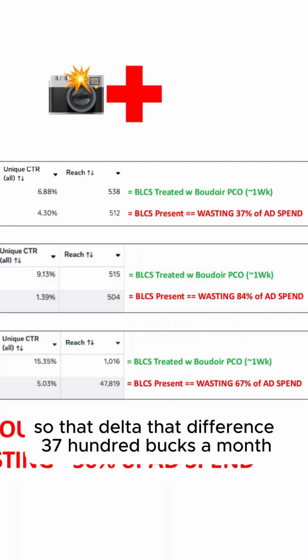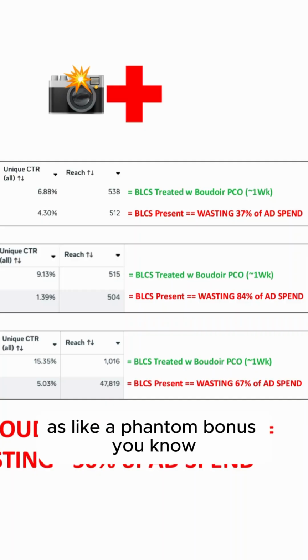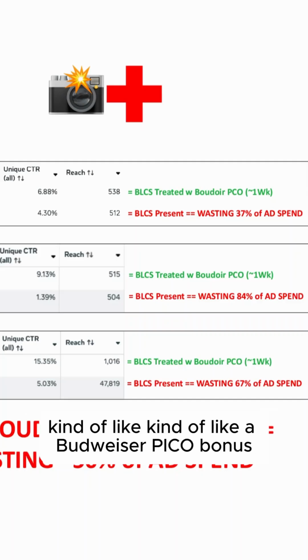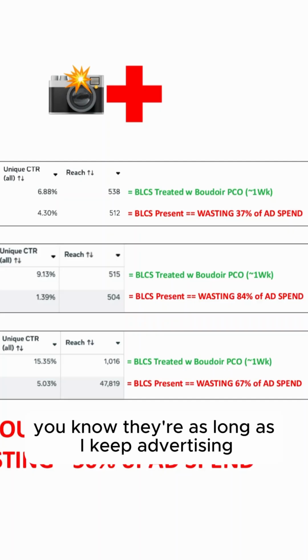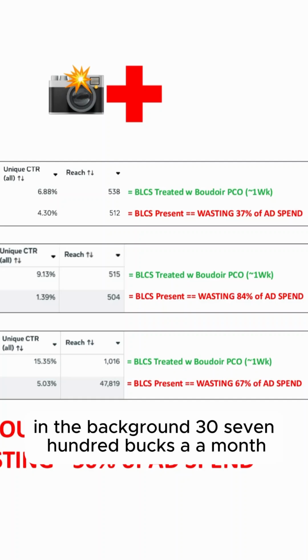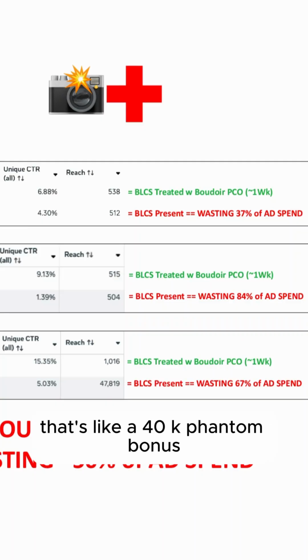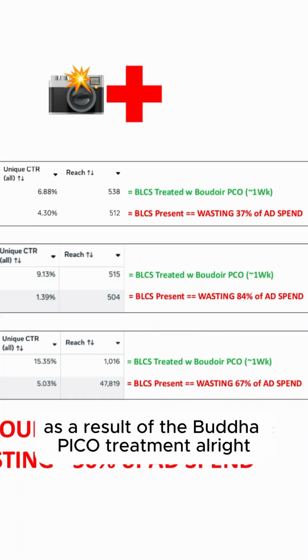So that delta, that difference, $3,700 a month, they can just pocket as a kind of phantom bonus. They no longer have to spend it on ads anymore, kind of like a Boudoir Pico bonus. And as long as they keep advertising, they're getting this phantom bonus in the background, $3,700 every single month. At the end of the year, that's like a 40K phantom bonus that stayed in their pocket, that they didn't have to spend out of pocket as a result of the Boudoir Pico treatment.